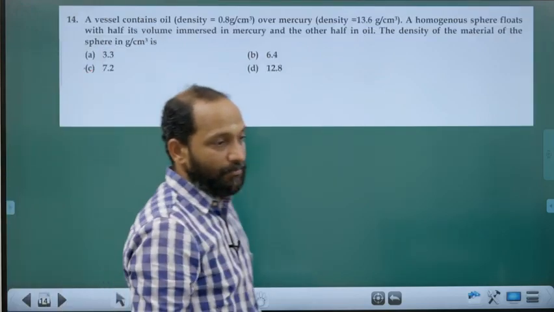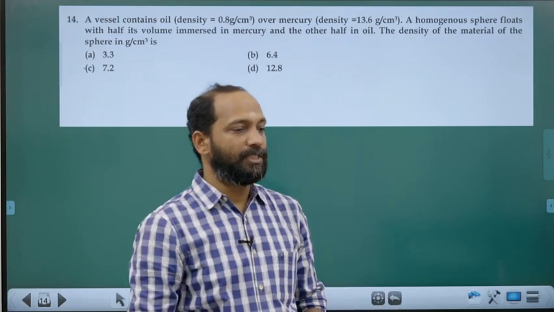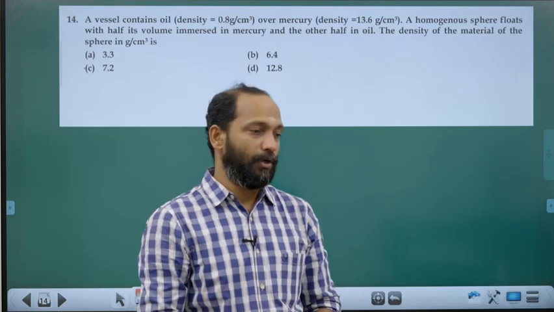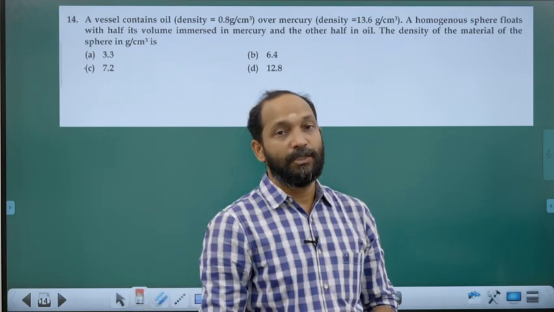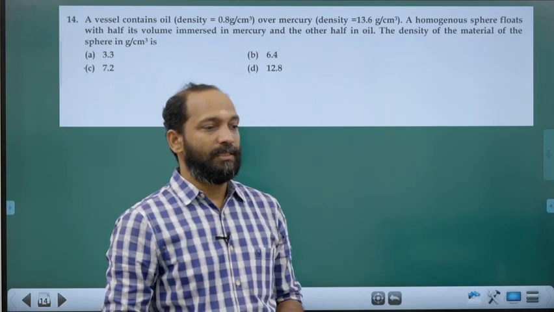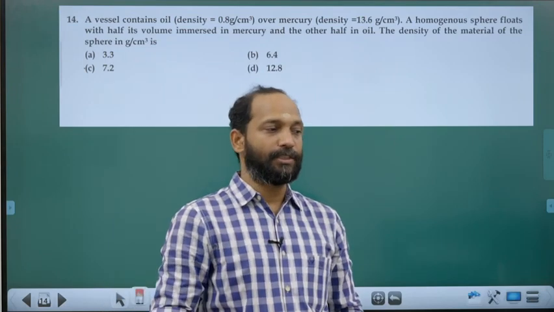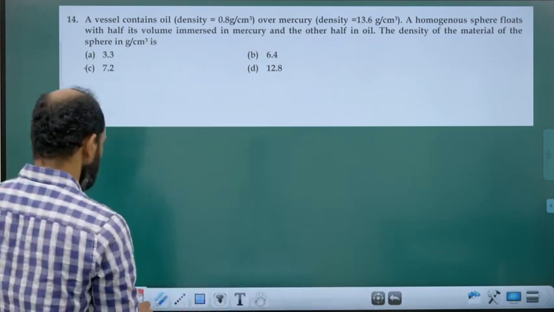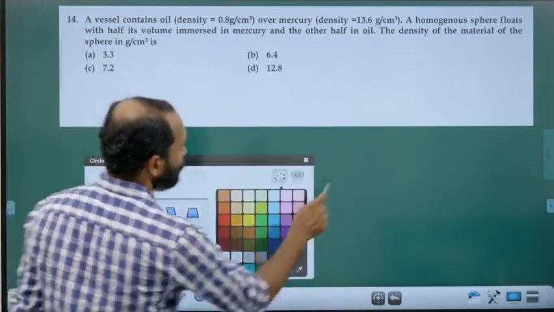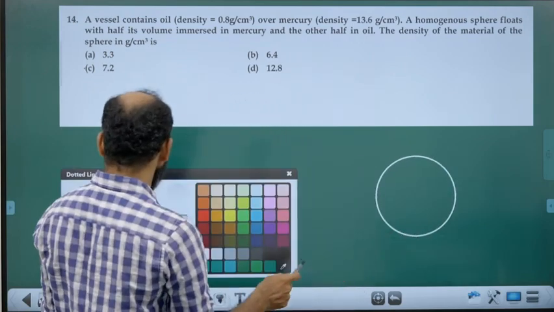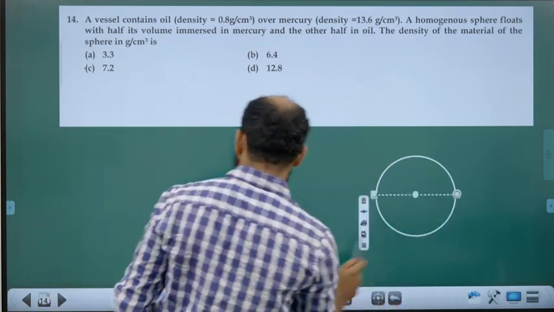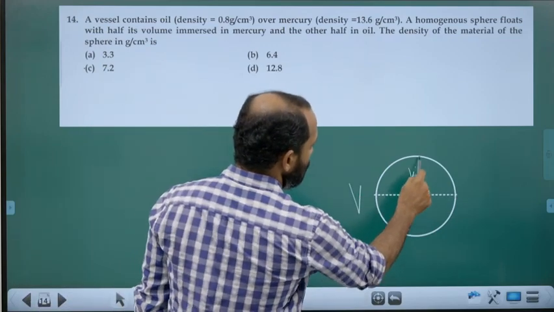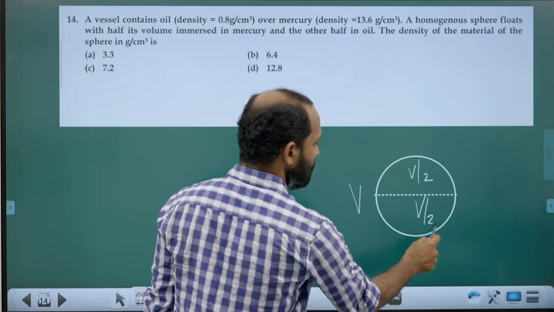Next, a vessel contains oil over mercury. A homogeneous sphere floats with half of the volume immersed in mercury and the other half in oil. Find the density of the material. Because a solid is floating in a fluid, we apply the law of flotation. Let me divide that into equal halves. The total volume is V. This half is V by 2, and this also V by 2.